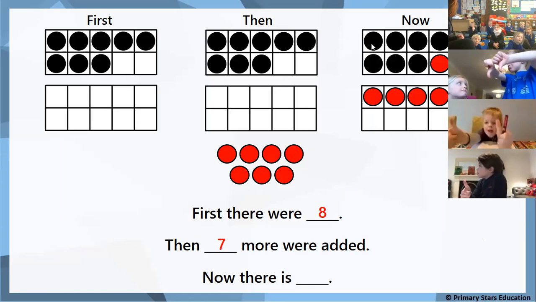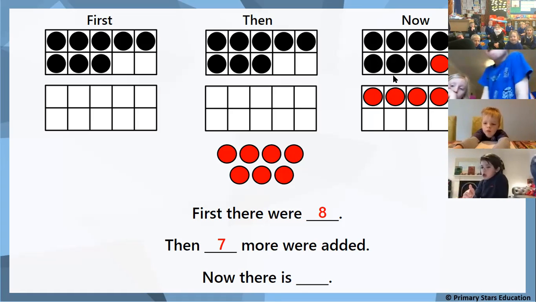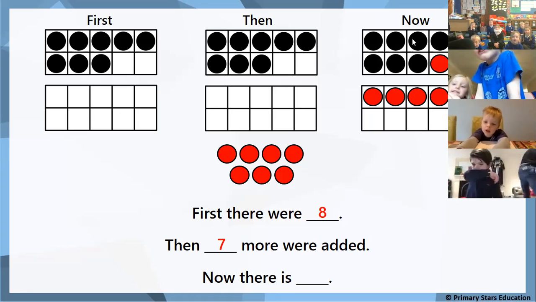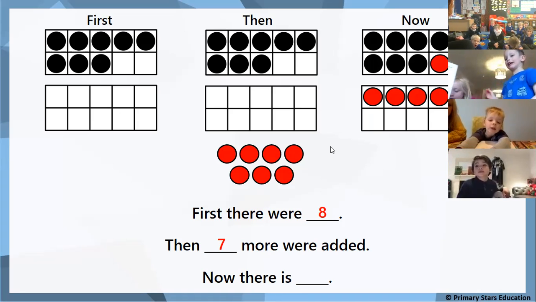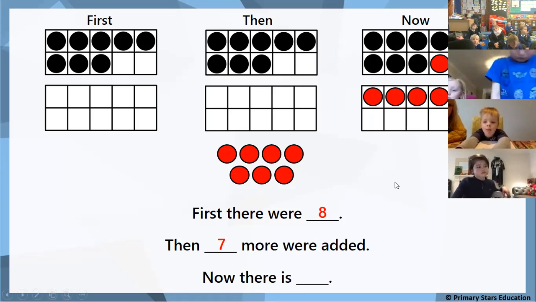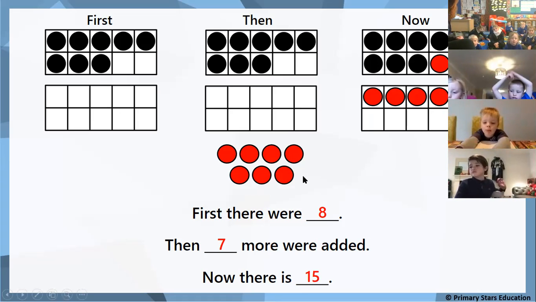Let's count them all together and just check. Are we ready? 1, 2, 3, 4, 5, 6, 7, 8, 9, 10, 11, 12, 13, 14, 15. Fantastic. So first there were 8. We had our 8. Then we added on 7 more. And altogether we have 15. So 8 and 7 equals 15. Fantastic. Right, why isn't my slide moving on?